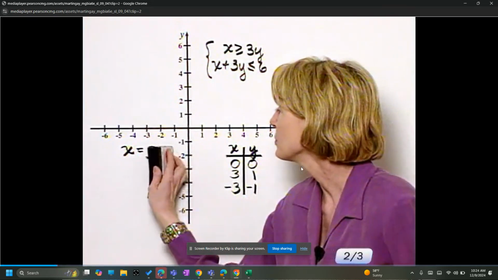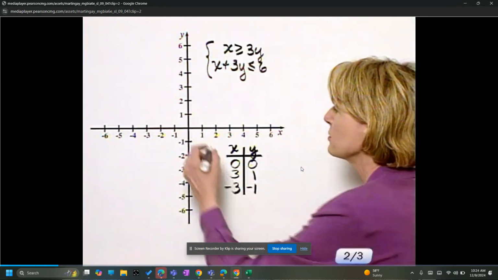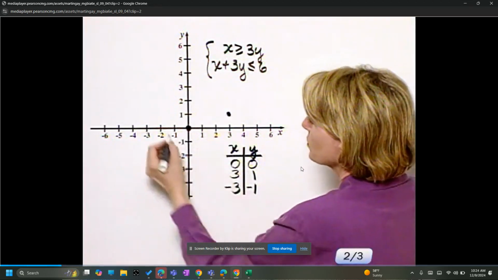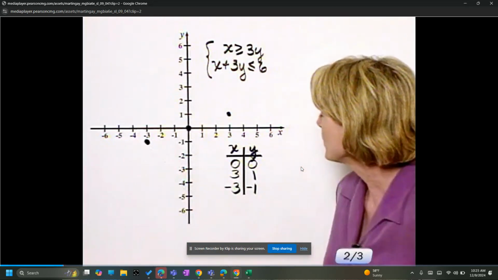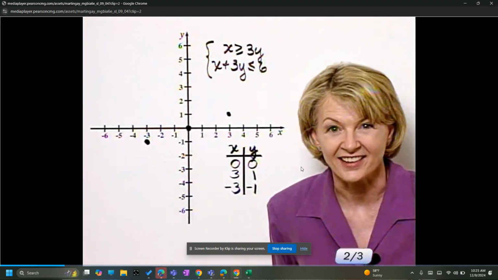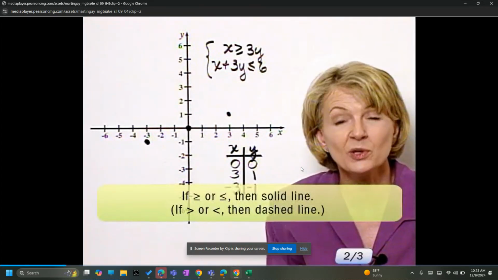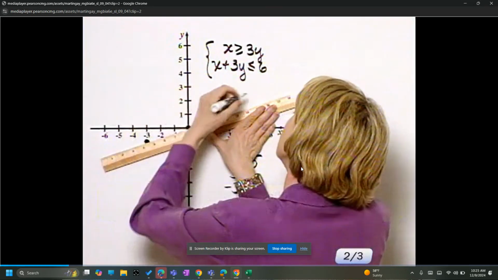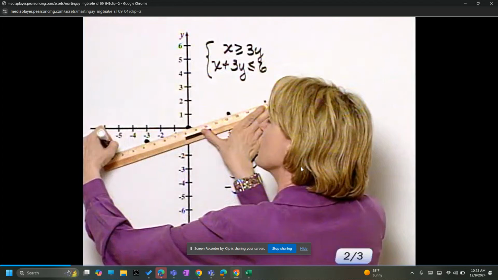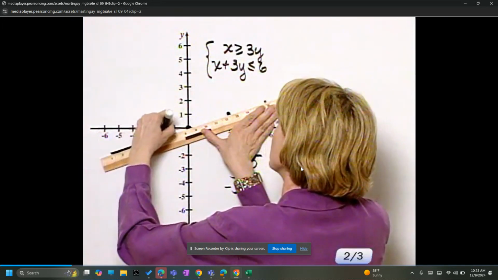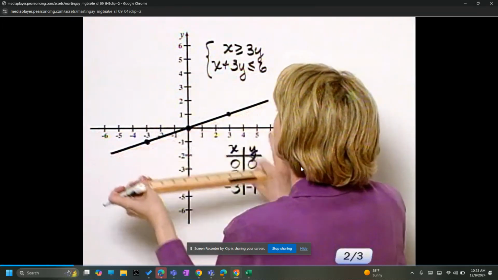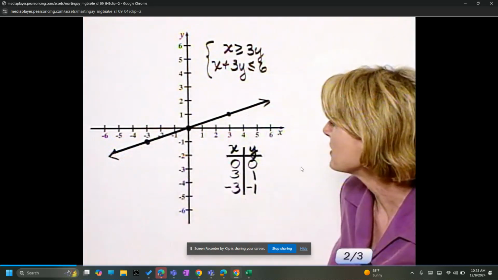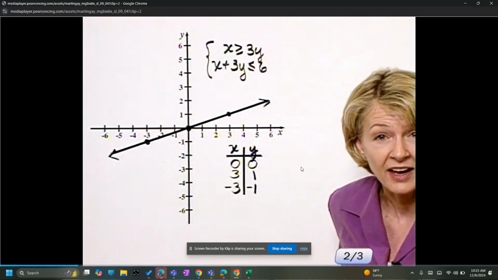So let's now plot those points. 0, 0, 3, 1, and negative 3, negative 1. Now, do I draw in a solid or dashed line? Because it's greater than or equal to, I draw in a solid line. So let's draw a solid line. And then what is left in graphing this first linear inequality in two variables? What's left is that we need to shade one side or the other of this line. Remember, the line is called a boundary line.